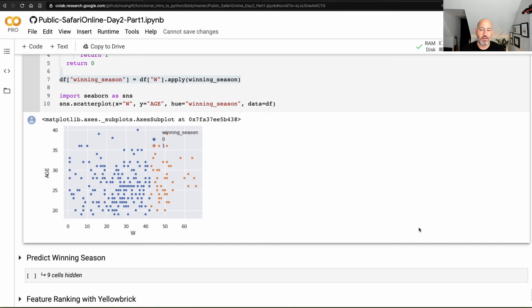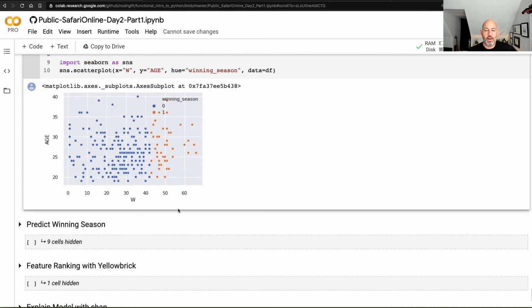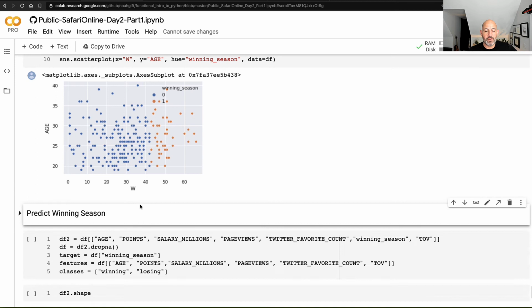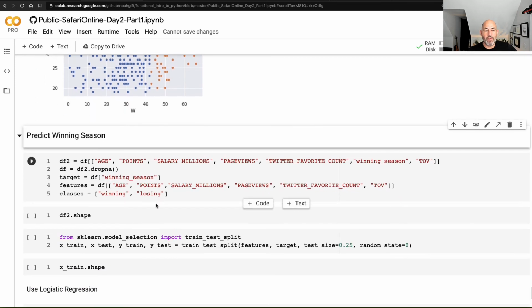And what we can see here is that I could even start to do some exploration around this new feature that I created. So we see that the age of the player doesn't really look like it's related to the wins. If my hypothesis was that players as they get older are less likely to have a winning season, that doesn't appear to be true. It looks like there's no real relationship.